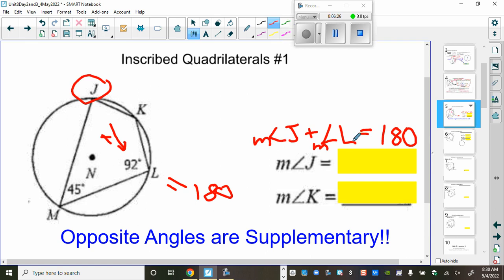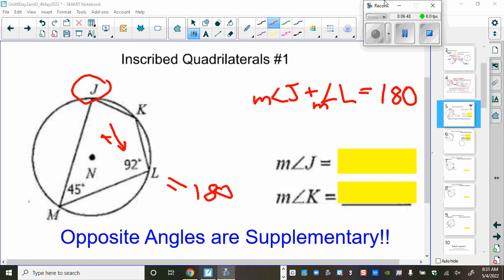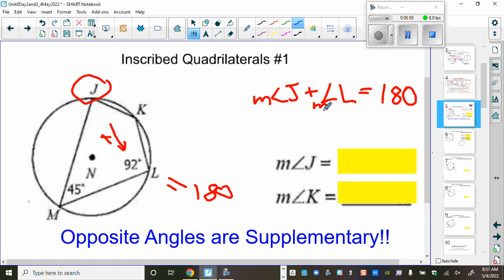But do we know one of these angles? Do we have a measure for one of these? Well, do we know what angle J is yet? No. No, but do we know what angle L is? Yeah. How much is angle L? 92. Oh, no. Yeah, you're right, it is 92. Okay, so it's J 118. No, 118. No.